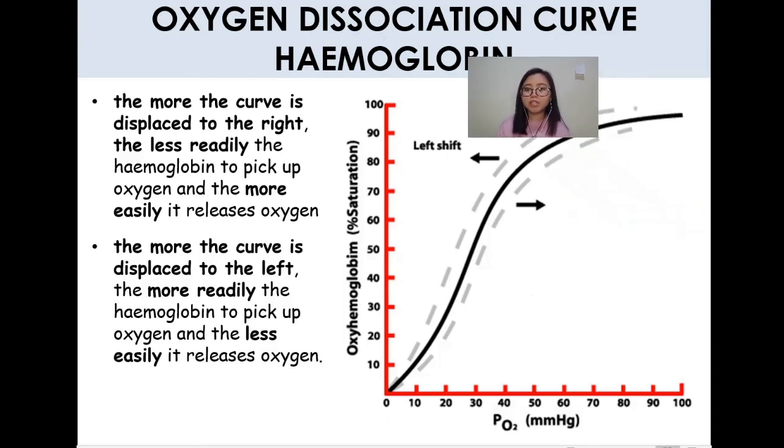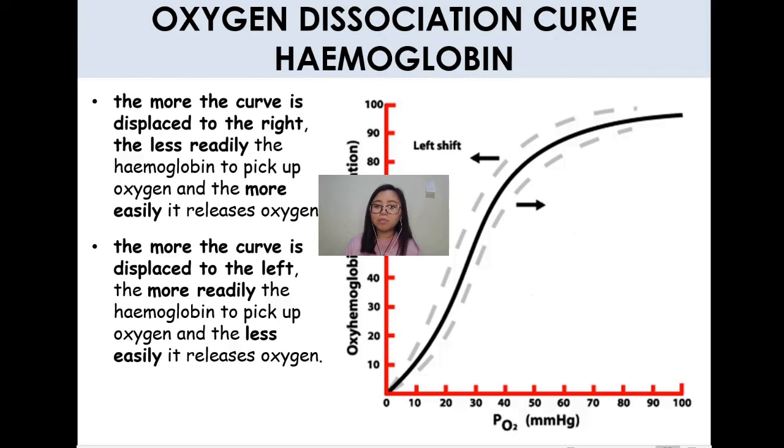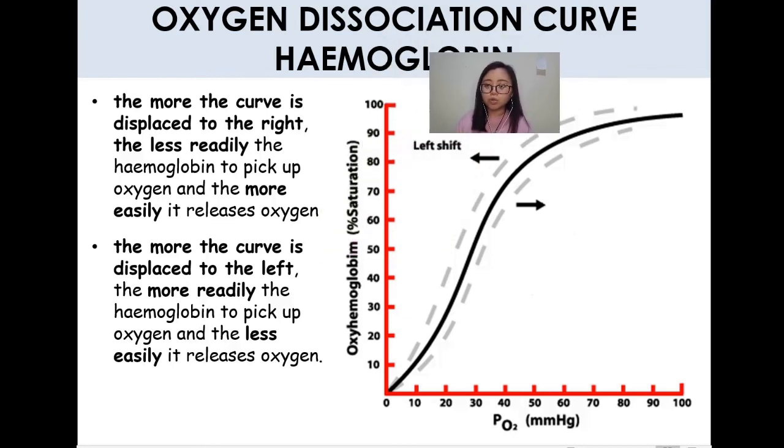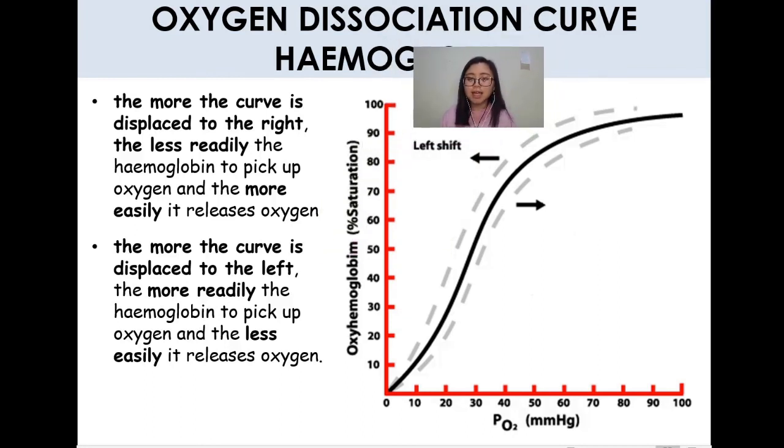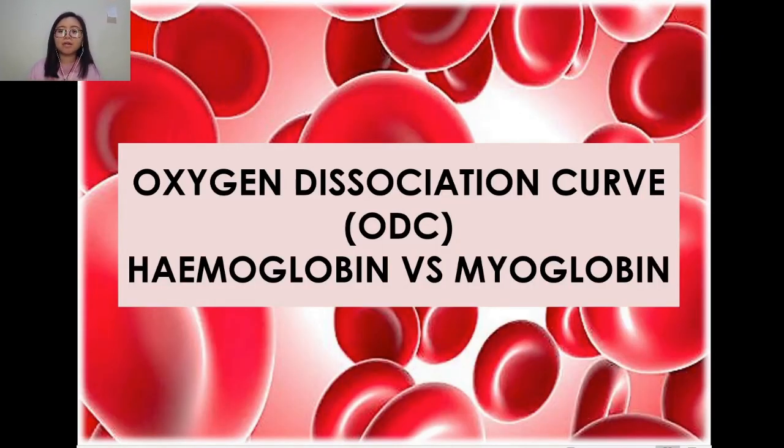The more the curve is displaced to the left, the more readily the hemoglobin pick up oxygen and the less easily it releases oxygen. Bila dia pergi kepada sebelah kiri, hemoglobin semakin kedekut oksigen. Asal ada oksigen, dia akan ambil dan pegang. Dan lambat baru dia boleh lepaskan oksigen. And we will use that knowledge when we compare the ODC between hemoglobin and myoglobin.